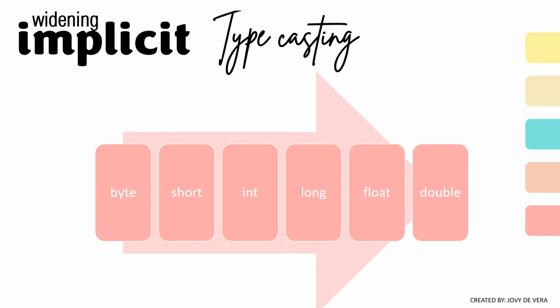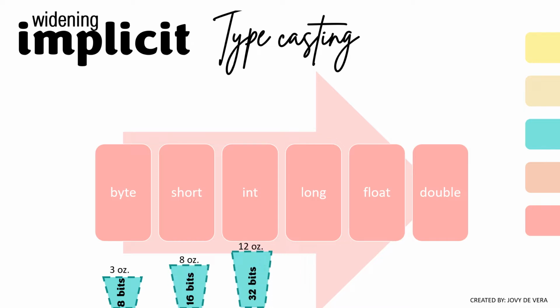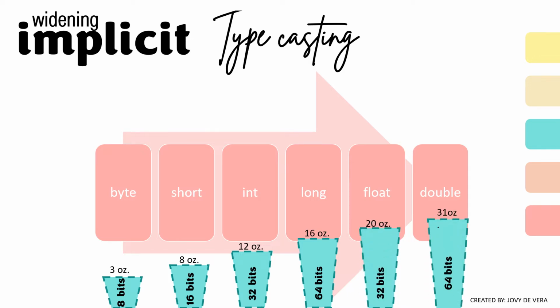Let us visualize typecasting using the cups. So we have here 3 ounce, 8 ounce cups, next 12 ounce, 16 ounce, 20 ounce, and 31 ounce.